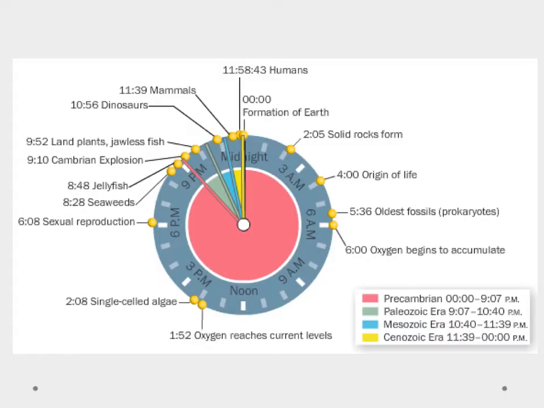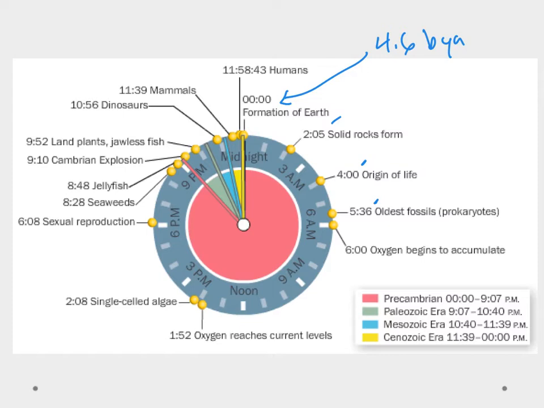So here's another representation of the geologic time scale. What we've done is we've taken it to represent one day. So you can see the formation of the Earth, which is actually 4.6 billion years ago, is when the Earth formed. And we can see that it wasn't until 2 o'clock in the morning that we had solid rocks, and not until 4 o'clock in the morning did we have life. Okay, so our oldest fossils are from 5:30 in the morning.